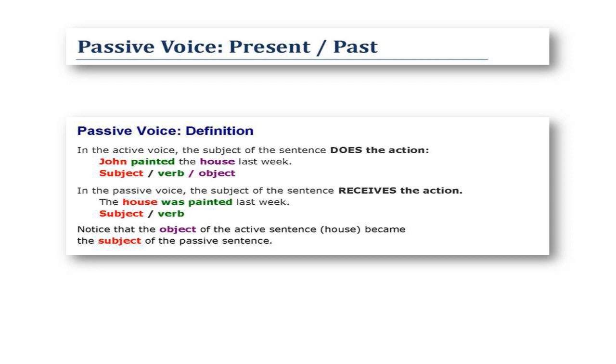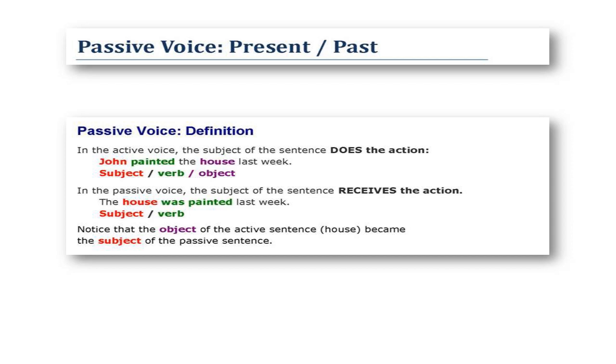Passive voice, present and past. Passive voice, definition. In the active voice, the subject of the sentence does the action. John painted the house last week. John is the subject, painted is the verb, and house is the object.